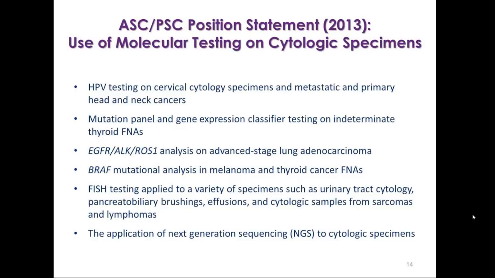Shown here are the common indications that they cited. What I'd like to draw your attention to is that this was 2013, so this was several years back. If you look at the list of things that they listed: HPV testing for cervical cytology, head and neck cancers, testing for indeterminate thyroid FNAs, lung adenocarcinomas, melanomas, FISH testing, and next generation sequencing, we're still utilizing all of these tests. We're just utilizing them more widely.